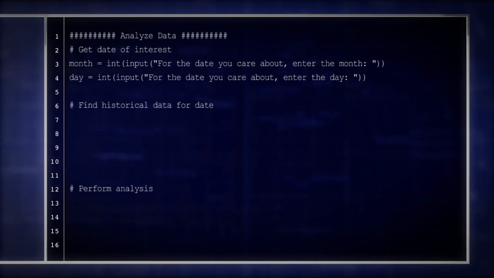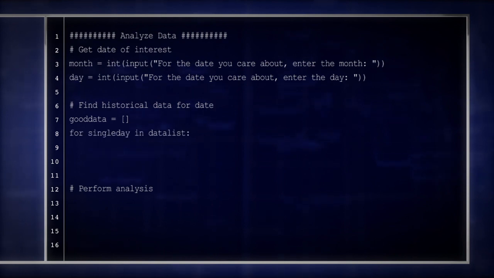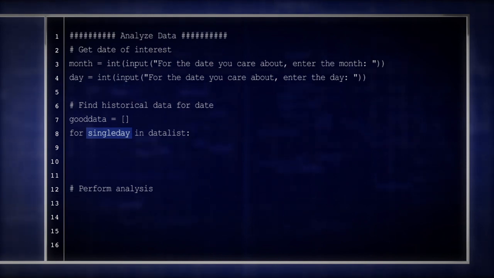Let's see what the code looks like, but just to keep things simple, we'll focus only on this section of code. We first create an empty list called good data. This is going to hold the data for the dates that match our target date. We then loop through all the data list. Notice that in the for loop, we'll refer to each element of data list as single day, since it's the data for one single date.